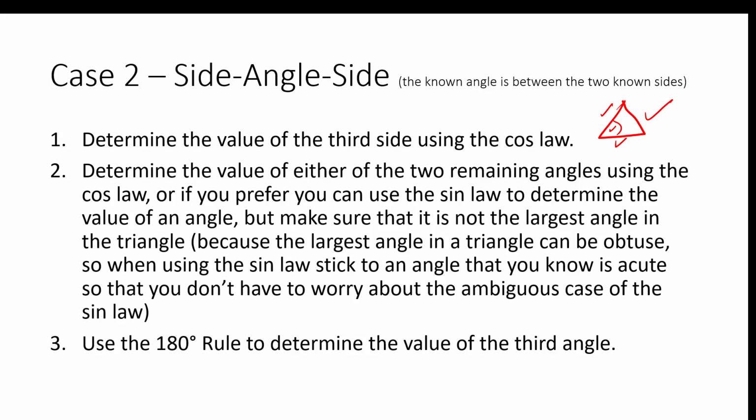Okay, so in this situation, after you determine the third side, you can use the cos law to be safe to find one of the other 2 angles, or if you prefer to use the sine law, just make sure that you're finding an angle that you know isn't the biggest one in the triangle. In other words, it's opposite one of the sides that you know is not the biggest side. And then finally, just use the 180 degree rule to determine the value of the third angle.